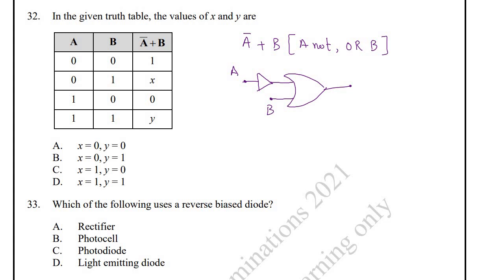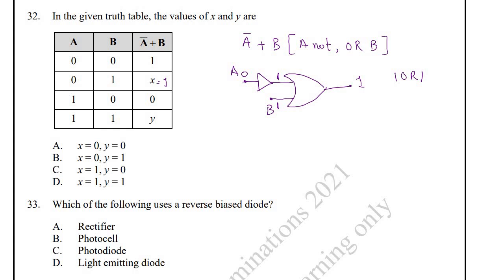For A 0 and B 1, अगर हम A पे 0 और B पे 1 पुट करते हैं, so this inverter will make the input 1. The input यहाँ पर 1 आ जाएगा, और 1 or 1 जो है वो हमेशा 1 के इक्वल होता है. तो यहाँ हमारे पास x की वैल्यू आ गई 1.